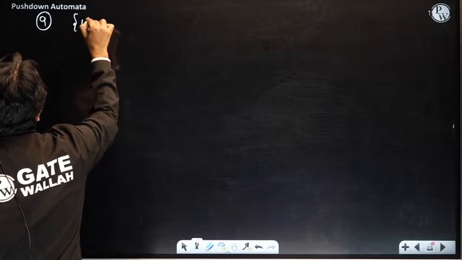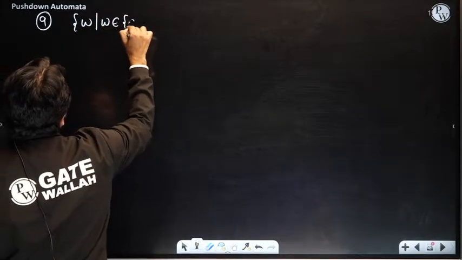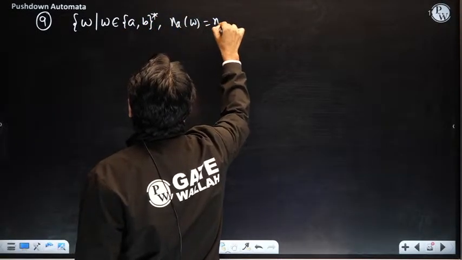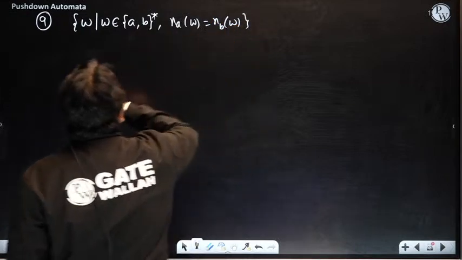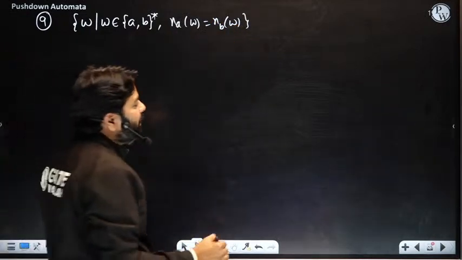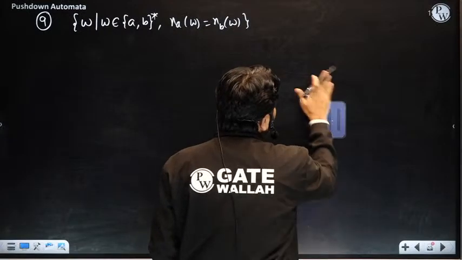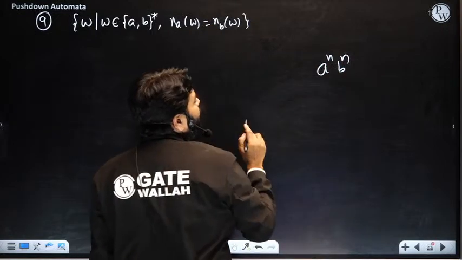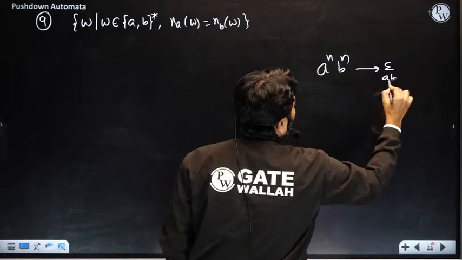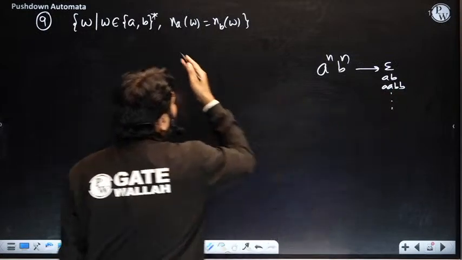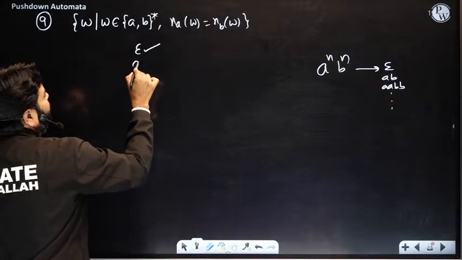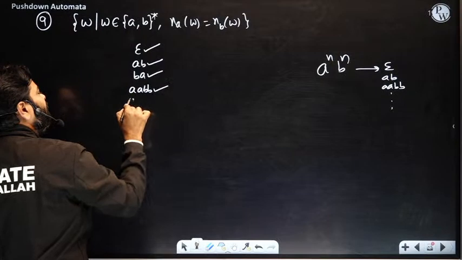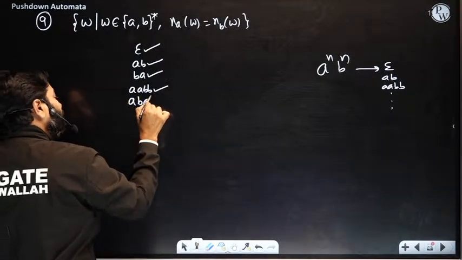Whatever I do now, w belongs to a comma b whole star, and the number of a's of w is equal to the number of b's of w. So tell me how you compare these a's and b's. You don't know which sequence happens. See, what is the difference between this and this? a power n, b power n: here only a's are followed by b's, but here there is no such thing. Here only strings like epsilon, ab, double a double b are valid. But here epsilon is valid, ab is valid, ba is valid, double a double b is valid. What else? abab is valid.